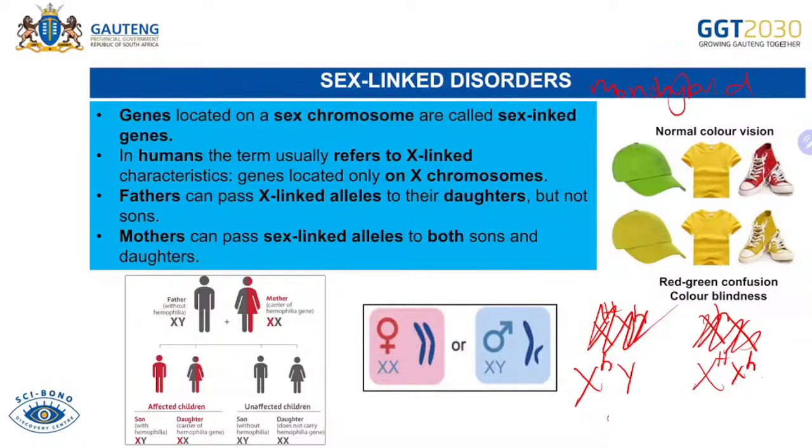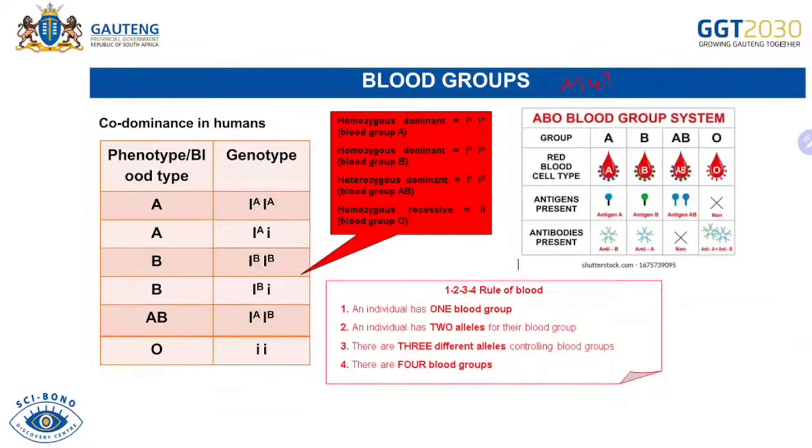Same with blood groups. Blood groups is about multiple alleles. Multiple alleles does not mean that now we are looking at two genes. We are looking at one blood group. It's basically one gene, so one gene codes for one blood group. An individual has two alleles for their blood group, and there are three different alleles controlling the blood groups, and then they combine in different combinations to form four blood groups.